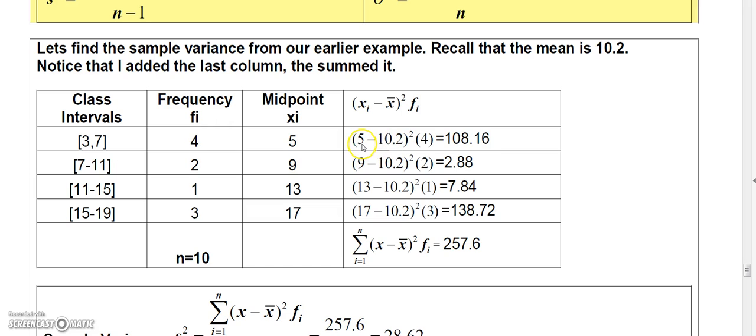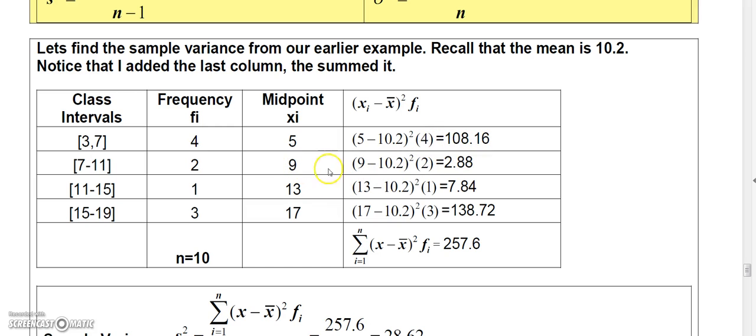Because remember, it's like I've got 4 of these 5s. So instead of saying 5 minus 10.2 squared plus 5 minus 10.2 squared plus 5 minus 10.2 squared plus 5 minus 10.2 squared, I can just say 5 minus 10.2 squared, multiply it by 4, and that gives me 108.16.